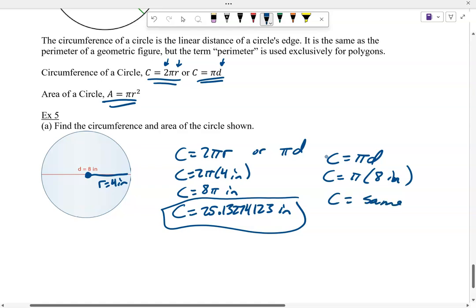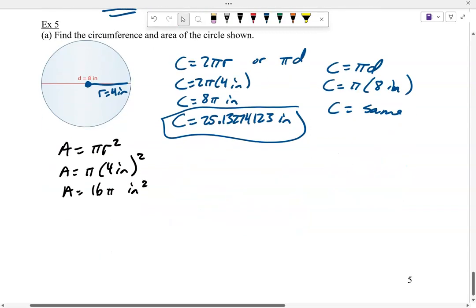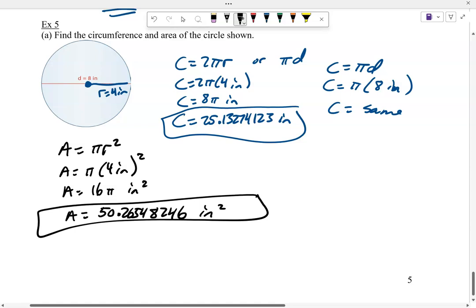All right, let's do our area now. Our area is pi times the radius squared. So pi, our radius here is 4 inches. So we got 4 inches squared, right? So 16 pi square inches. And then we punch in 16 times pi, and you get 50.26548 square inches on that.